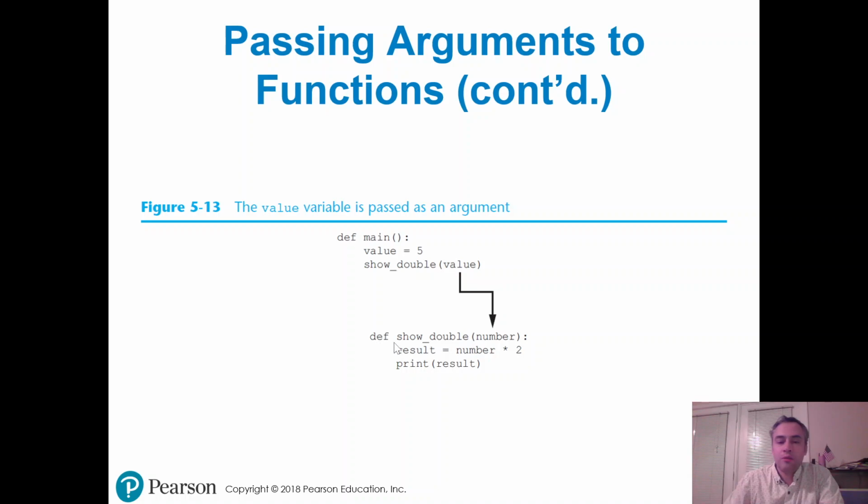Now let's look at def show double number, which should be defined by the time we call it. Show double number, and result is number times 2, and then print result. So number in this case is a parameter, which is an abstract variable by itself when we define this function. It doesn't refer to any value. It is an abstract variable to work with, and it's called a parameter.